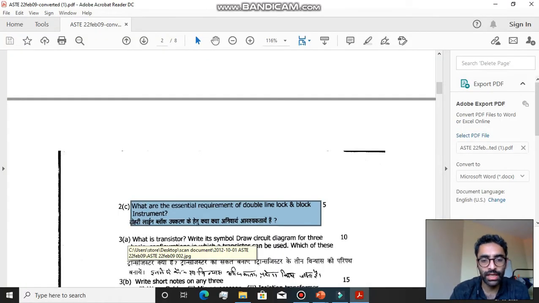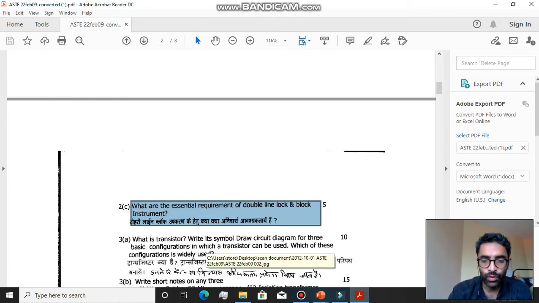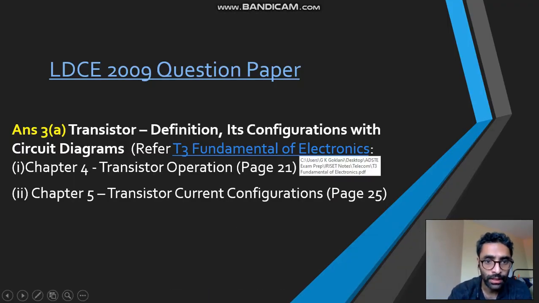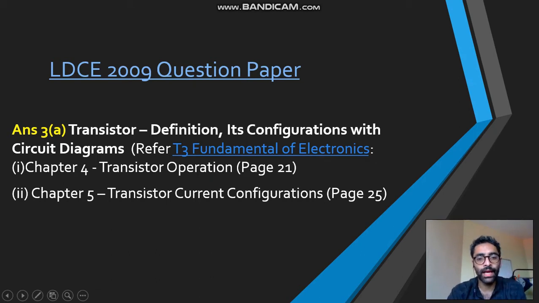Question 3A is, what is a transistor? Write its symbol. Draw circuit diagram for 3 basic configurations in which a transistor can be used. Which of these configurations is widely used? So a very basic fundamental electronics question. This question carries 10 marks, right? So let's just go to the slide and talk about it in detail. The question asks you to define a transistor and to tell the examiner about the configurations of a transistor and the circuit diagrams of these various configurations.